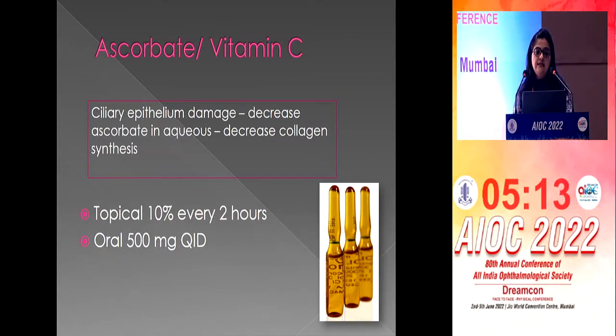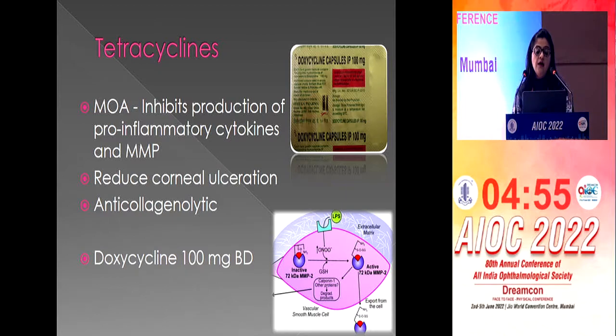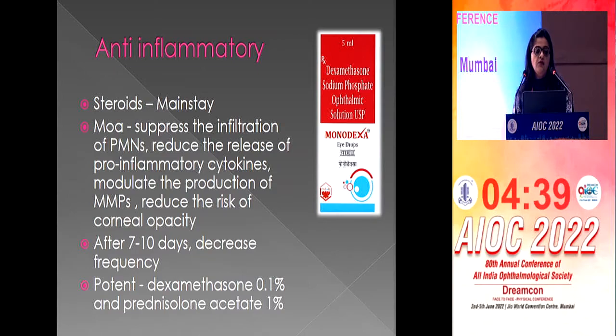Vitamin C is an essential cofactor in collagen synthesis, and in a chemical injury, the ascorbate levels of the aqueous go down, hence you need to supplement it. Topical is a little difficult to dispense, so generally oral is given in the dose of 500 mg QID. Another important adjuvant is tetracyclines. Usually we give doxycycline. This is an anticollagenolytic, that is, it inhibits the matrix metalloproteinases and hence it reduces corneal melts.